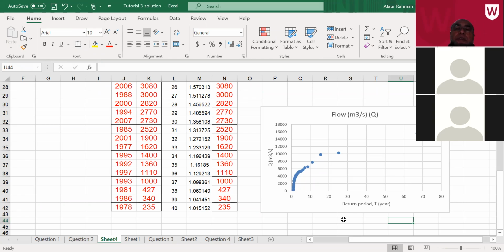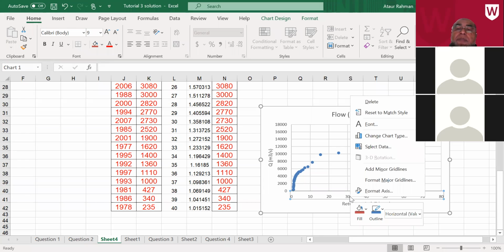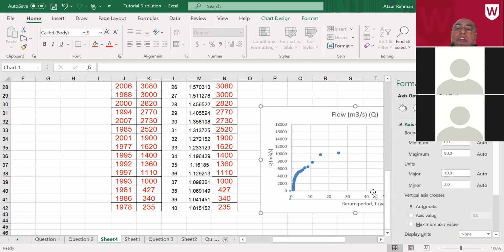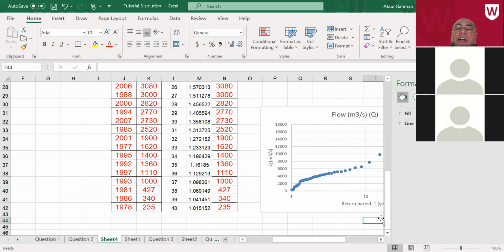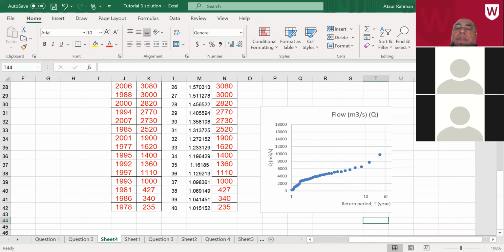But you see, one problem with this data is that it looks like it's not a straight line. So to make it a straight line, we can format the axis and select the logarithmic scale here, and then you will find a more linear kind of line.